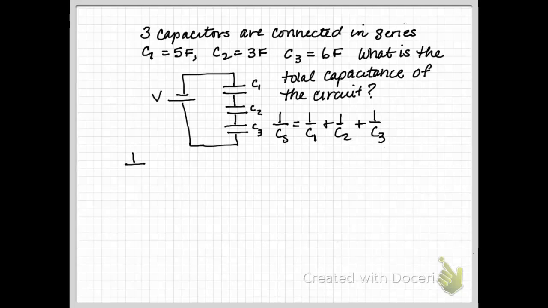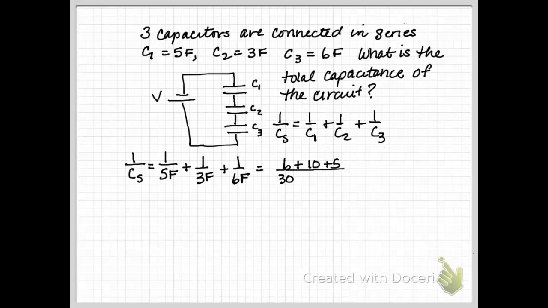So we have 1 over the total capacitance, in this case 1 over 5 farads, plus 1 over 3 farads, plus 1 over 6 farads, which is going to be 6 over 30, plus 10, plus 5, which is 21 over 30 farads. So the total capacitance is 30 over 21 farads, which is about 1.4 farads. So you can see also one way to tell that you've got the correct number for your answer is it's less than the smallest of the capacitors.